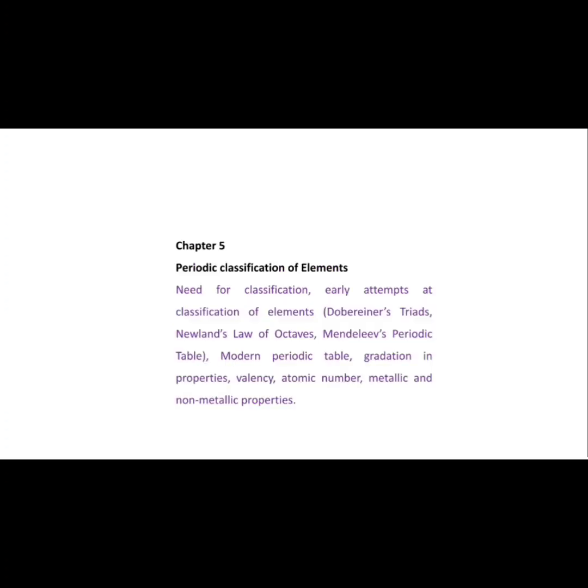Then the next chapter, chapter 5. The name of this chapter is periodic classification of elements. No topic is removed in this chapter. So you have to study all the topics: need for classification, early attempts at classification of elements, modern periodic table, gradation in properties, valency, atomic number, metallic and non-metallic properties.